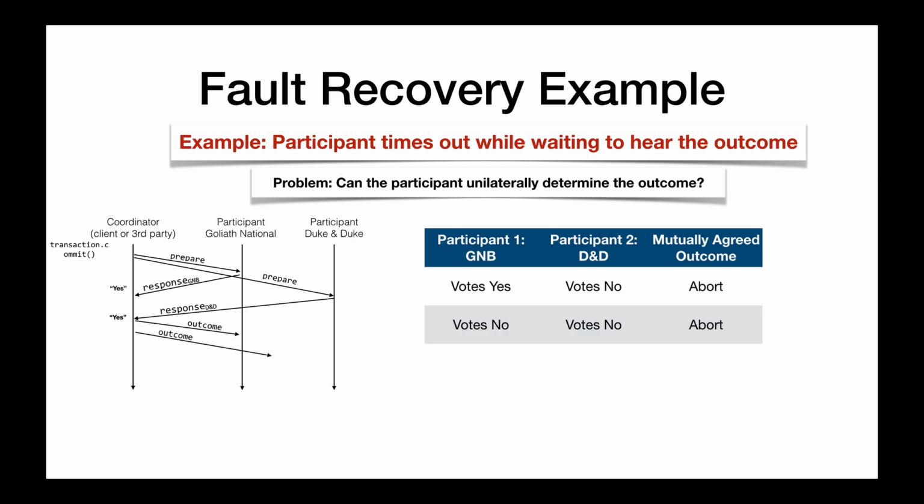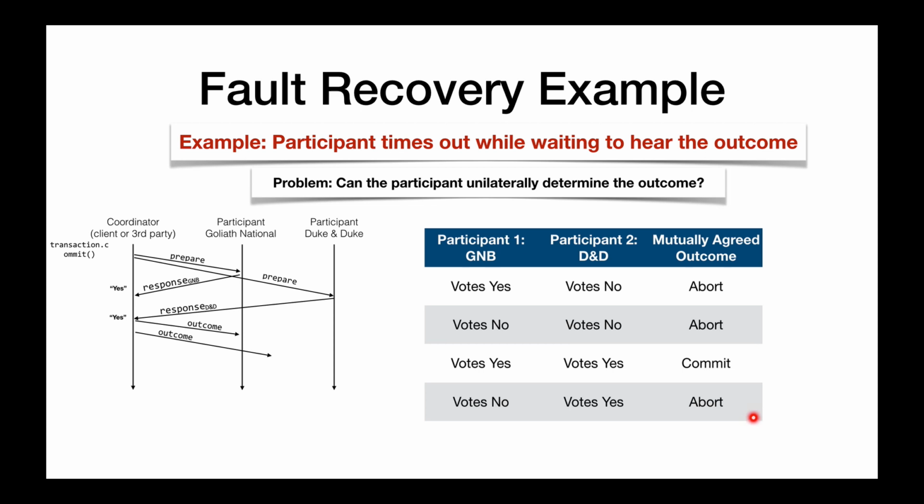Similarly, if we both voted no, the outcome has to be abort. But if we, as Duke and Duke, voted yes, well, it could be the case that the other participant voted yes also, in which case the final result should be commit. But the other guy might have voted no also. So if the other guy voted no, the final outcome would be abort.